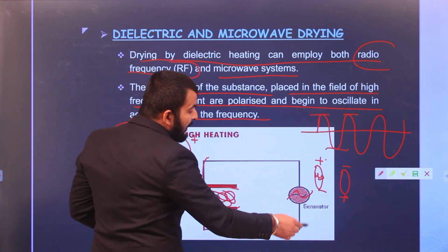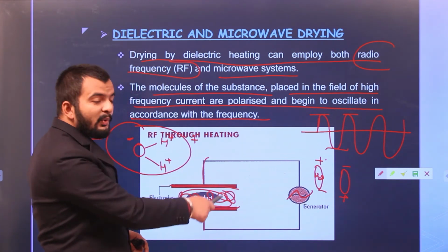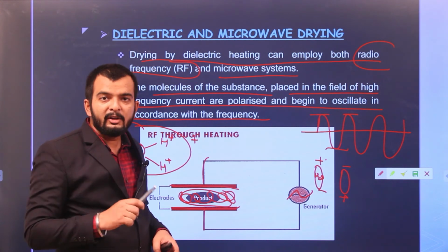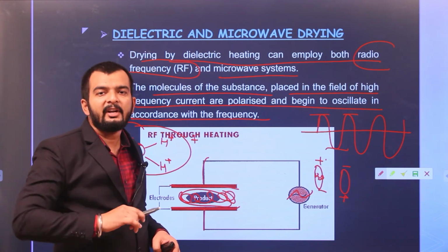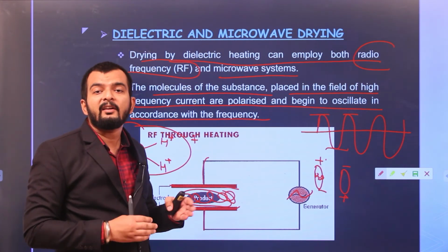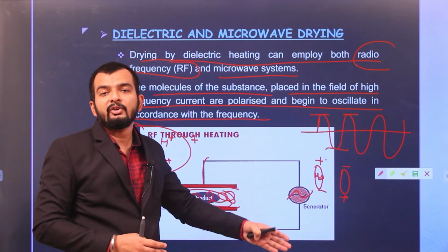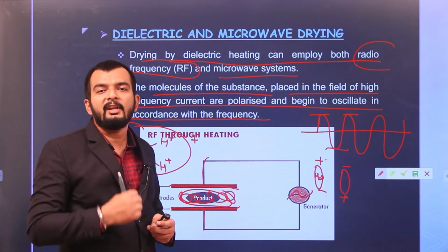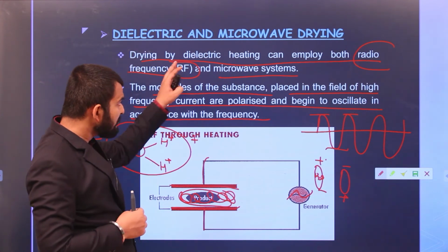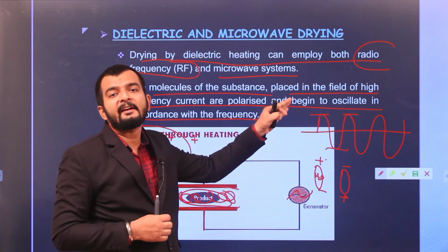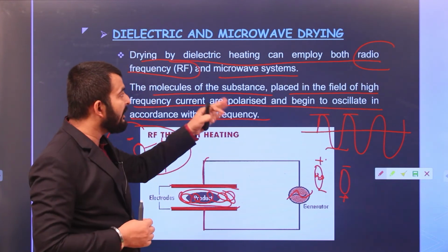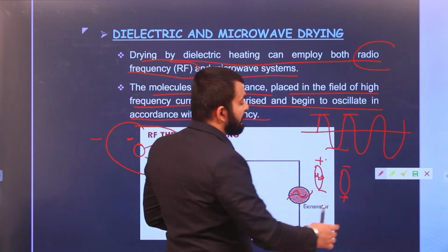Note that because of this high frequency field, the water molecules vibrate very frequently, and the temperature can rise very suddenly. Within a matter of seconds, you can raise the temperature from 0 to 100 degrees, to the boiling point. So this is the principle of dielectric or microwave heating, or the microwave drying system.